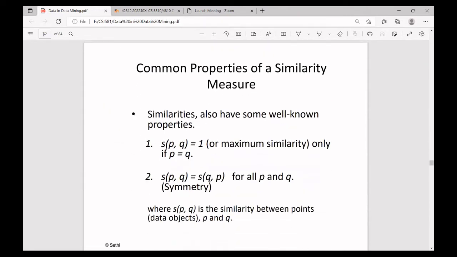Let's look at the properties of similarity. So when you come to similarity, basically you can say, let's have a function S which measures similarity. Then S of P and Q is going to be 1 for maximum similarity if and only if P is the same as Q. And of course, similarity between P and Q and Q and P should be the same result. So that is basically the symmetry property.